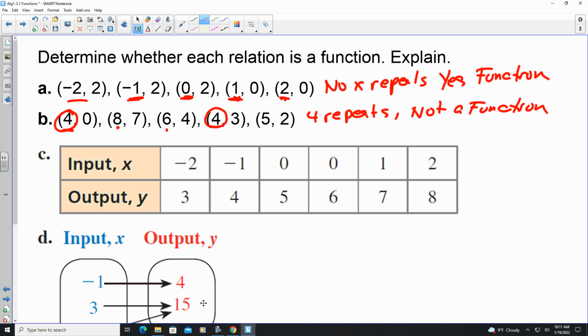Looking at C, do I have any repeats for x or in the input? Yes, I do. I have repeats of 0. The number 0 repeats, I'll say. So not a function.